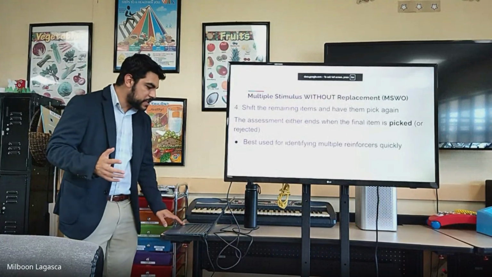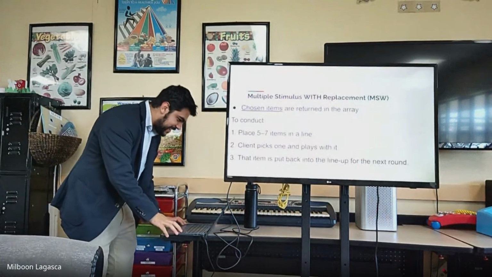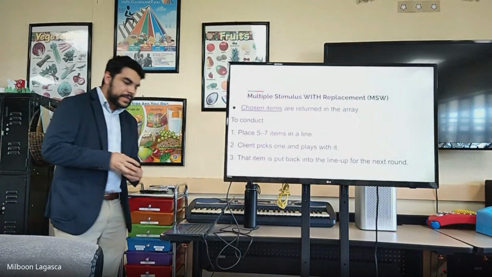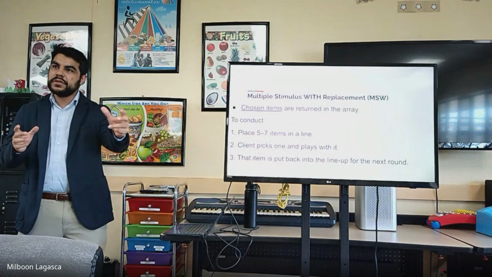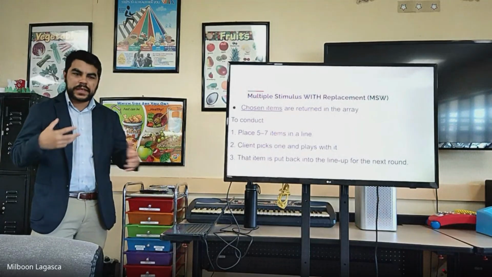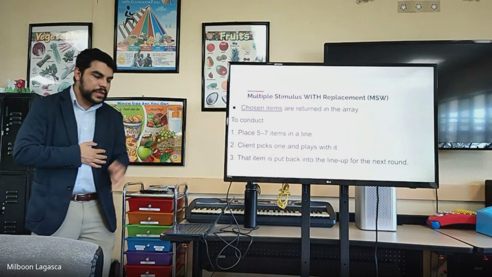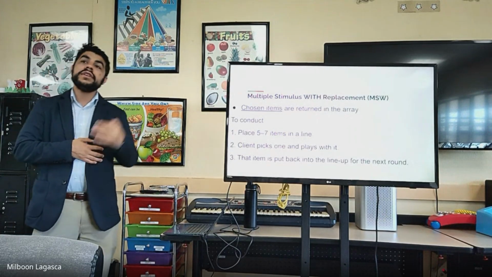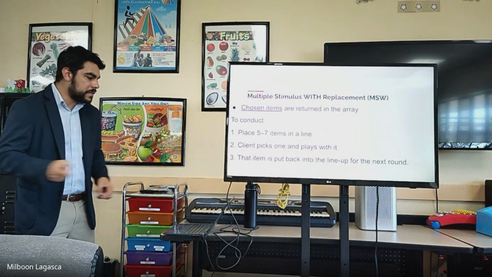Okay, that's multiple stimulus without replacement. Well, hold on. What if we replace the stimuli? What happens then? So here, the preferred item, or the thing that was selected, returns back to the pool or the array. And you keep going through the rounds for a set amount of trials. And from here, you can see, okay, is this always going to be their preferred item? Are they always going to choose this? Is this always going to be their favorite when it's still within the other items?